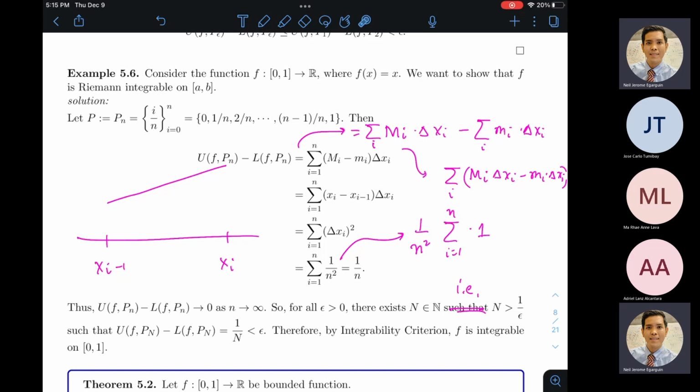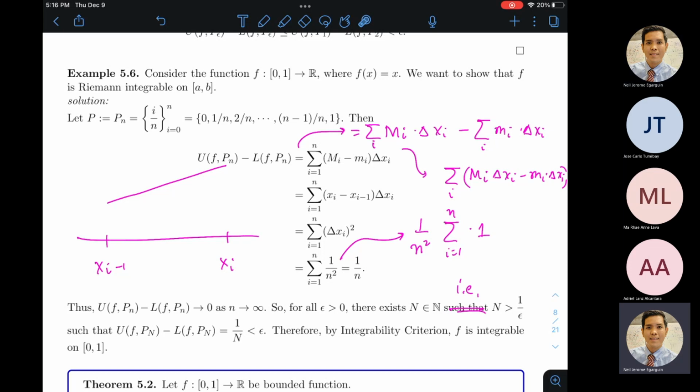Now, by the Archimedean property, you can always find a natural number n that is greater than 1 over epsilon, however small epsilon is, all right? So that means this guy will always be less than epsilon. And by the integrability criterion, theorem 5.1, the identity function is integrable on a closed interval 0 to 1. Okay, so this is a nice exposition on how to use theorem 5.1 to check for convergence. Sorry, not convergence, Riemann integrability.